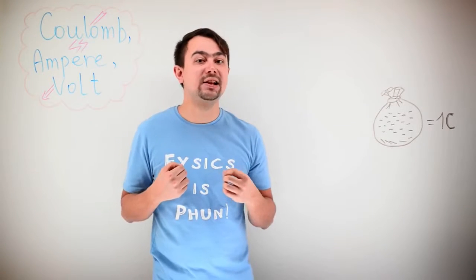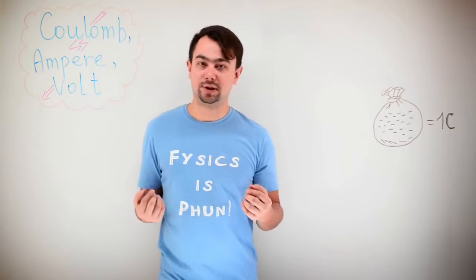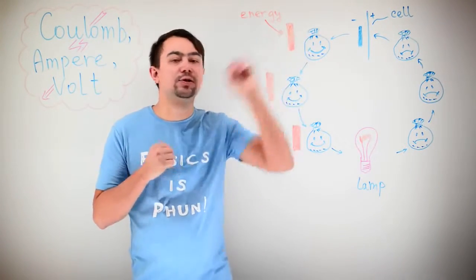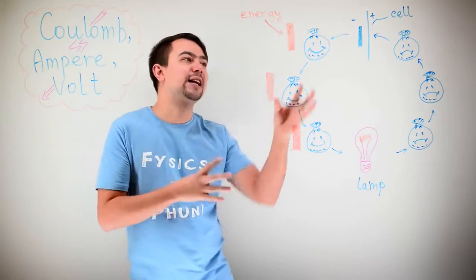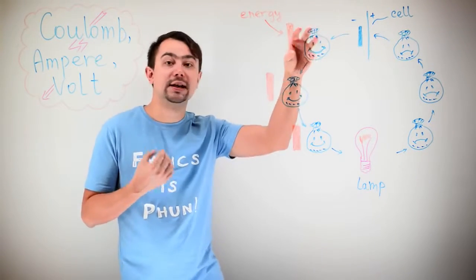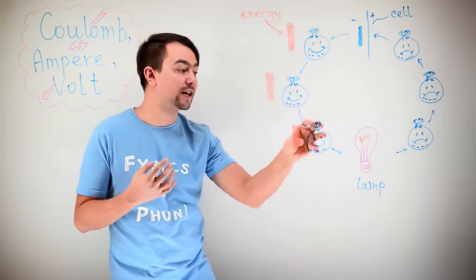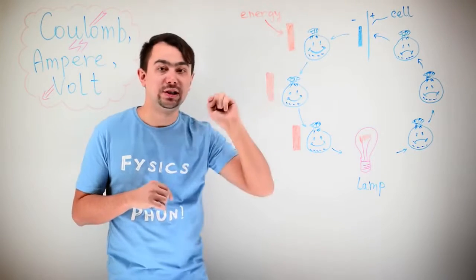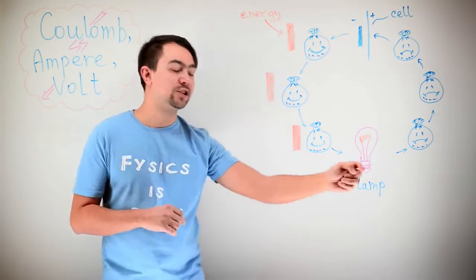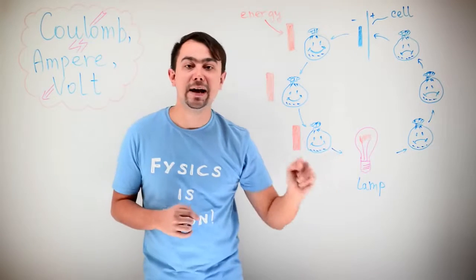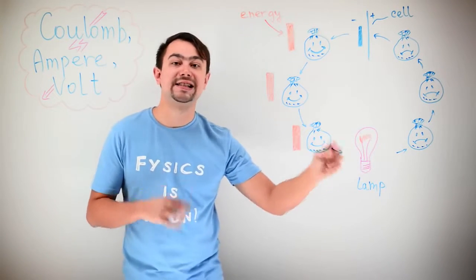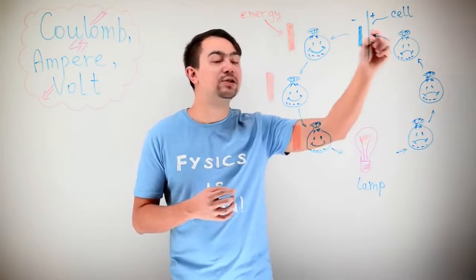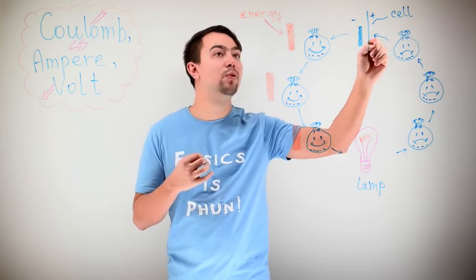To understand an electric current, let's build a simple circuit. In this simple circuit, the cell gives the electrons energy. Well, when I say electrons, I actually mean bags of electrons. That is a coulomb. So this is a coulomb of electrons. So the cell gives the electrons energy, and the electrons carry this energy to the lamp. In the lamp, the energy is transferred as light and heat, and then the electrons go back to the cell to fetch some more energy.